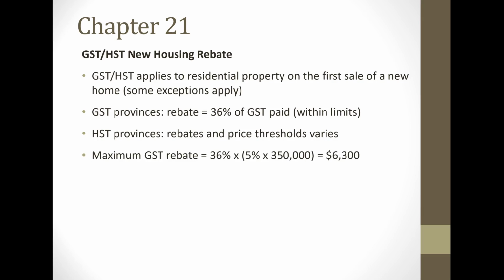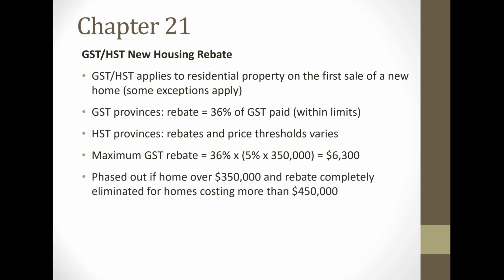Now, the maximum GST is on a house that costs $350,000. A house that costs $350,000 times 5%, that would be the GST paid. 36% of that would be $6,300. That's the maximum GST rebate you can get in a province that administers GST and PST.